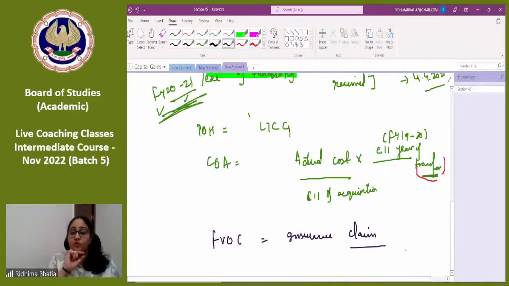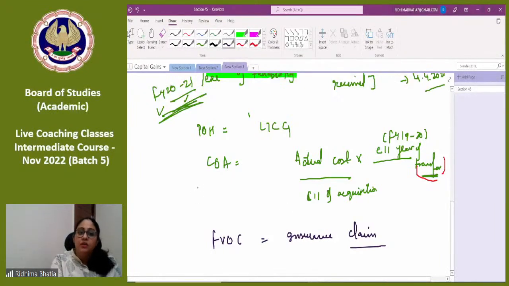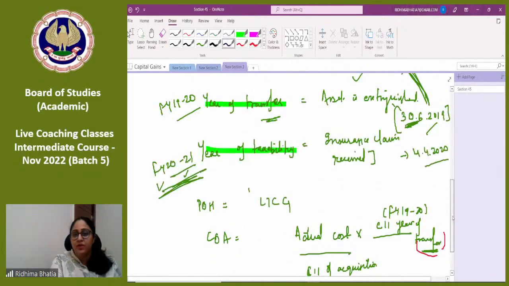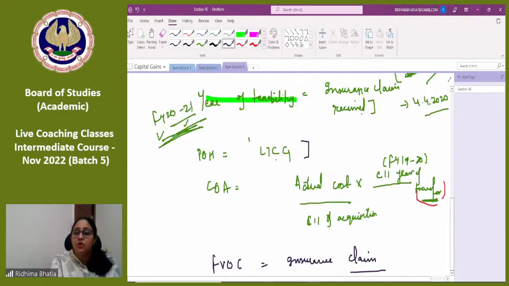You will write all of these things in your notes. The part of the question should always be only full value of consideration, less indexed cost of acquisition, capital gain. Other things should go in your note. That the taxability will happen as per section 45(1)(a) in the year of insurance claim when it is received. However, the year of transfer would be 1920 only, and hence indexation has happened taking CII as of the year of transfer. And hence it's also a long-term capital asset. How is it a long-term capital asset? It should be part of your notes.